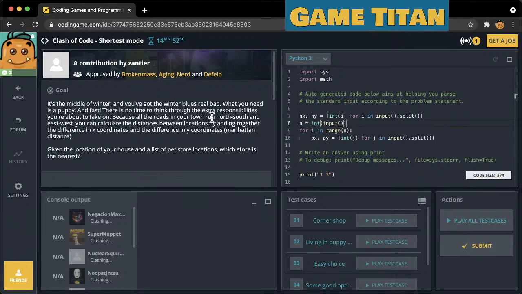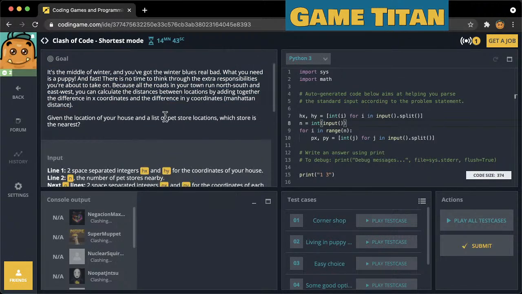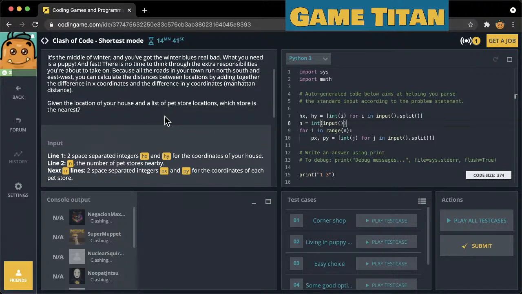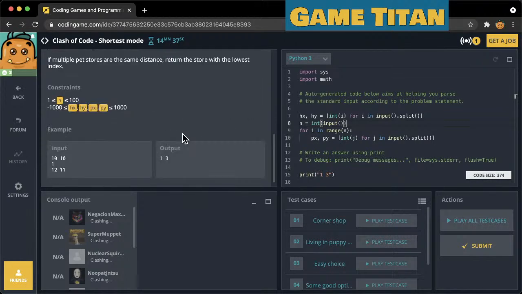Middle of winter, winter blues go bad. You need a puppy. The roads run north, south, and east, west. So you need to calculate the distances by adding together the difference in x and the difference in y. You have a house and a list of pet store locations.